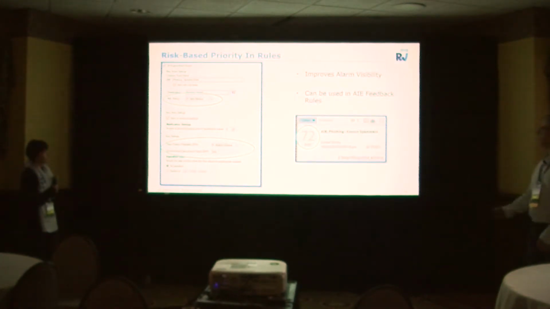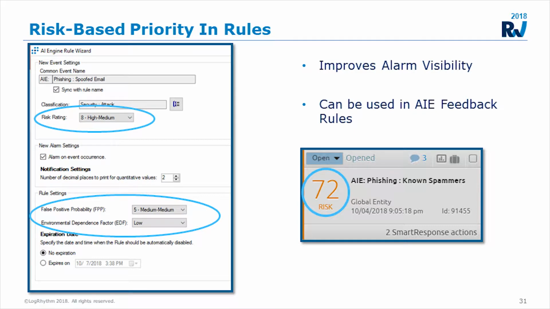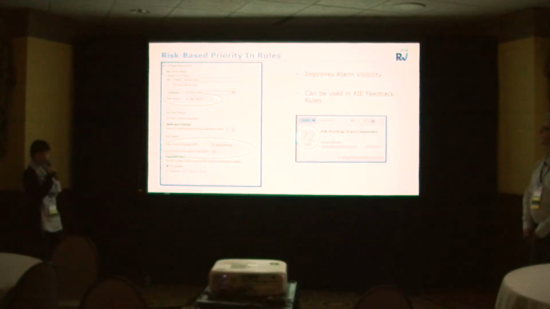The risk rating of 72 is calculated through the risk rating, the false positive probability, and the environmental dependence factor. Sally, you want to walk us through how they're related? Sure. The higher the risk rating, the higher the RBP of your alarm is. And then false positive and environmental dependence are inverse. So the higher those are, the lower the RBP of the resulting alarm will be. Environmental dependence is how much tuning this rule is going to take to reduce false positives.